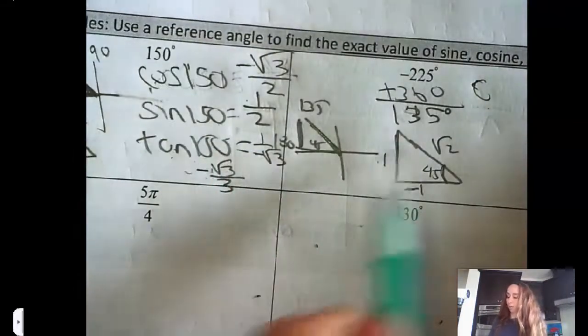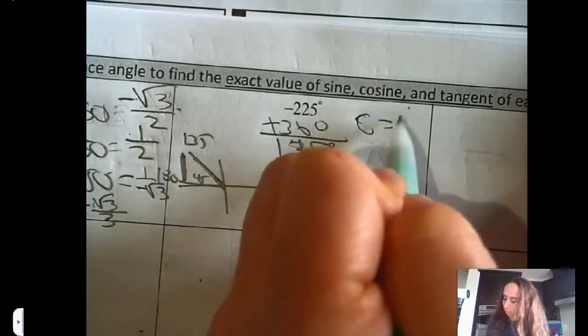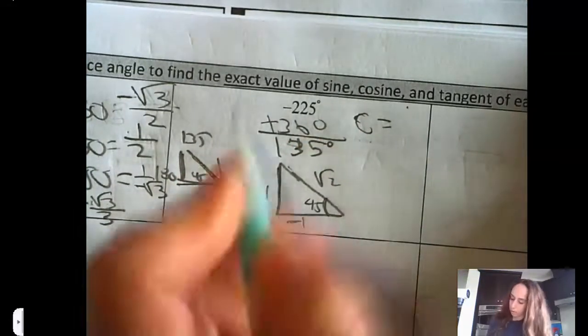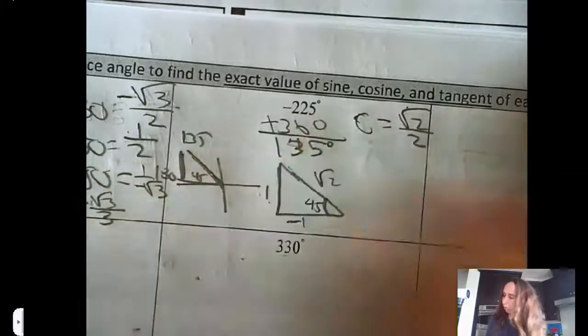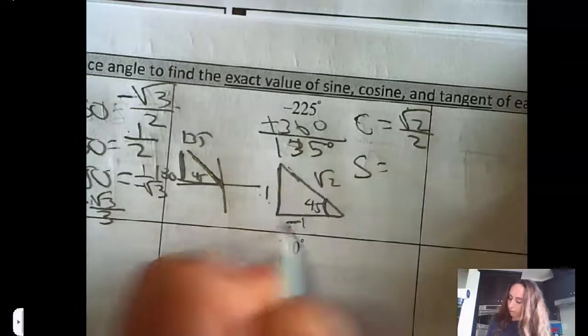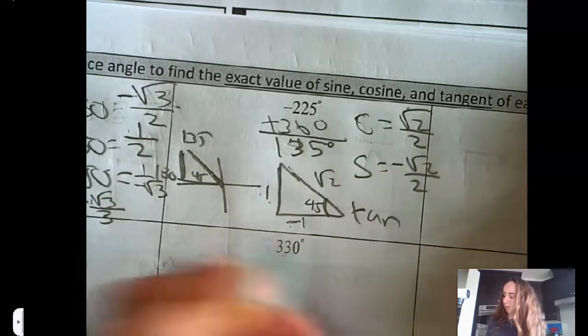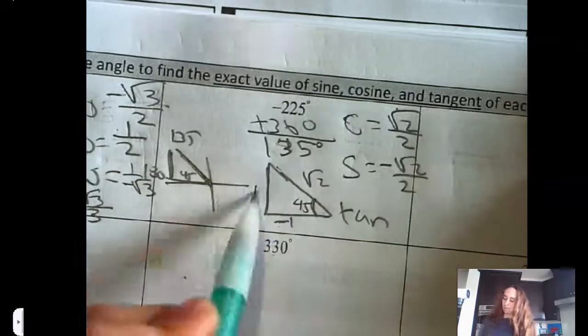So just for time, I'm going to write the cosine, and of course you should write it. Cosine of 135 equals, but I'm just going to go, the cosine is 1 over rad 2, which is rad 2 over 2. Sine is equal to the same thing, but it's negative, negative rad 2 over 2. And tan is negative 1.